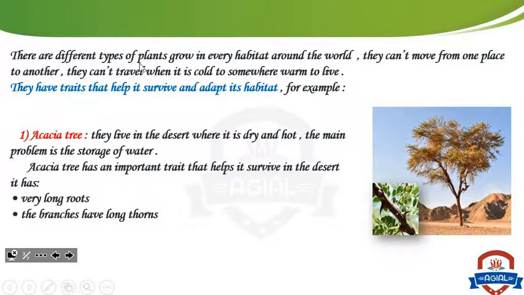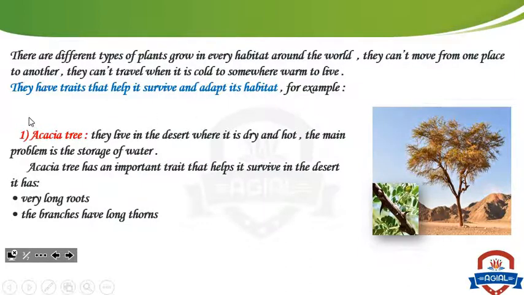There are different types of plants that grow in every habitat around the world. They can't move from one place to another like animals, which can travel somewhere warm when it's cold. Plants have traits that help them survive and adapt to their habitat. Again, plants have traits that help them survive and be able to live in their habitat.